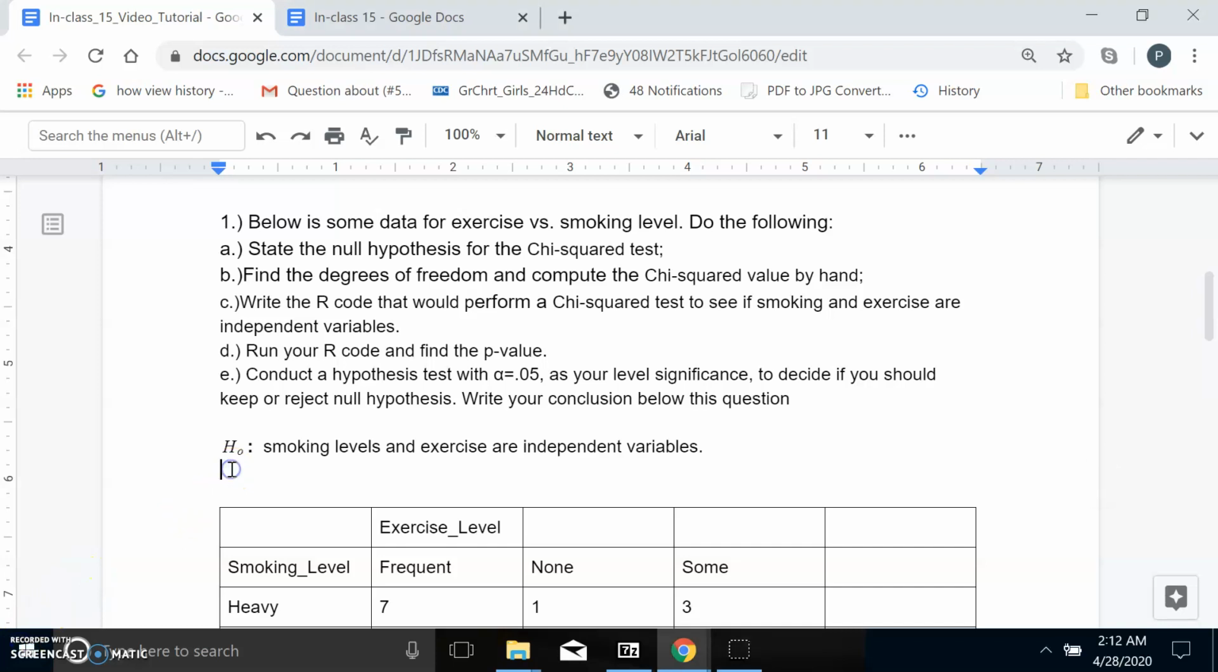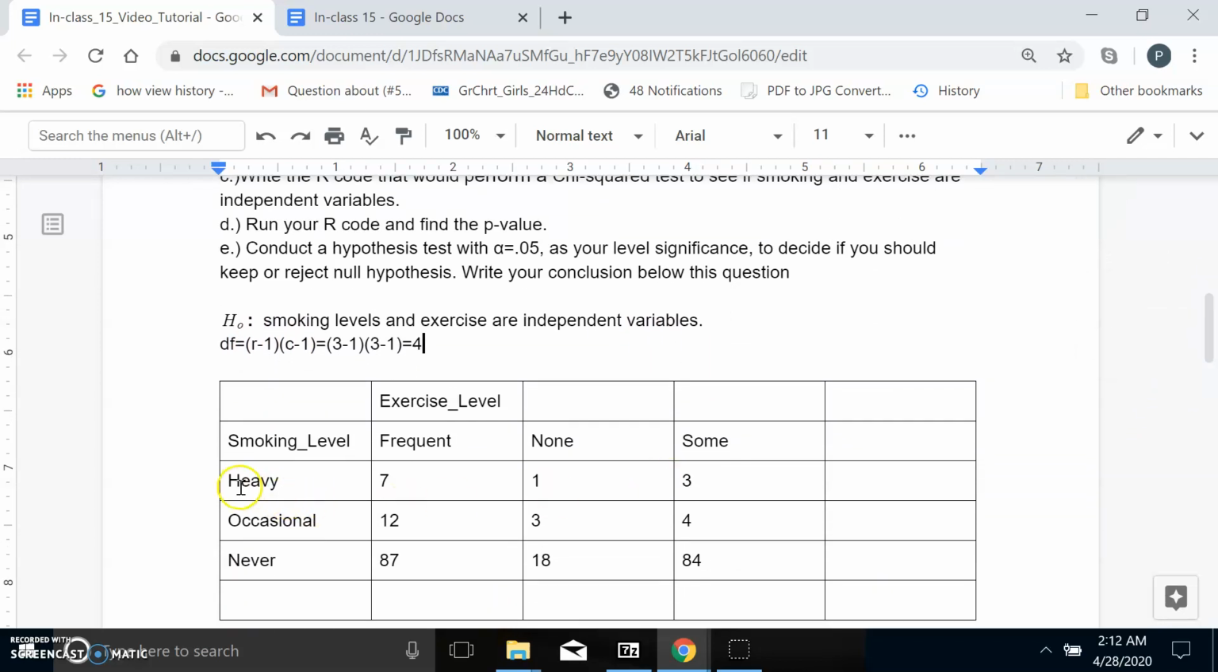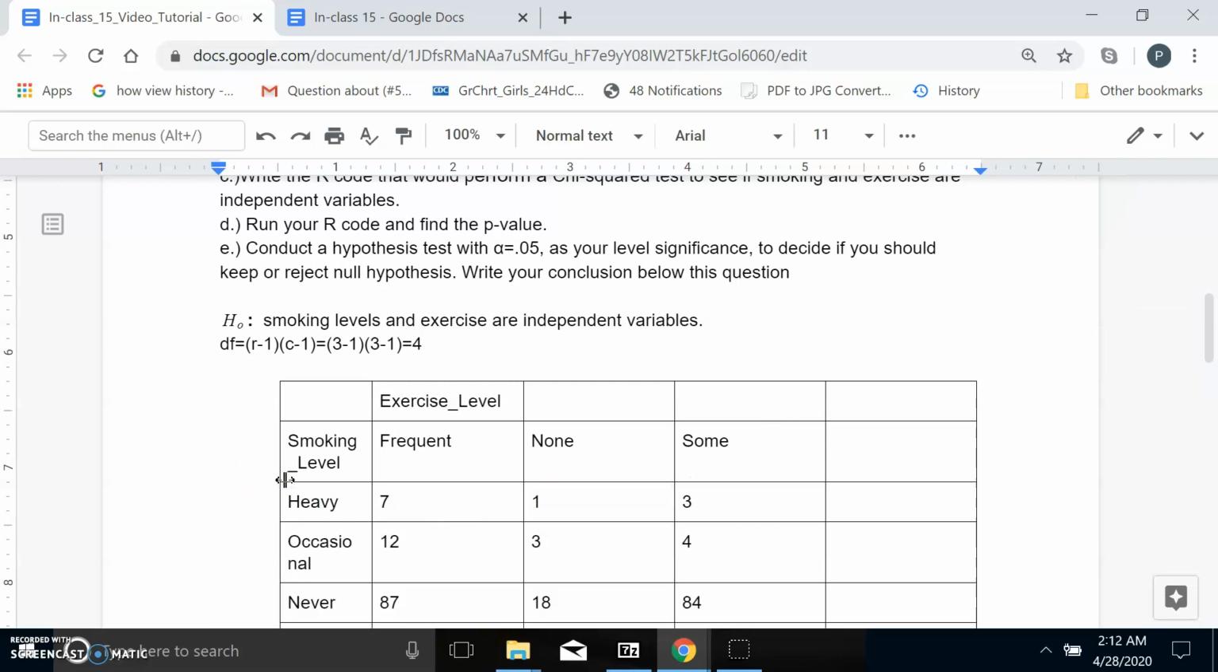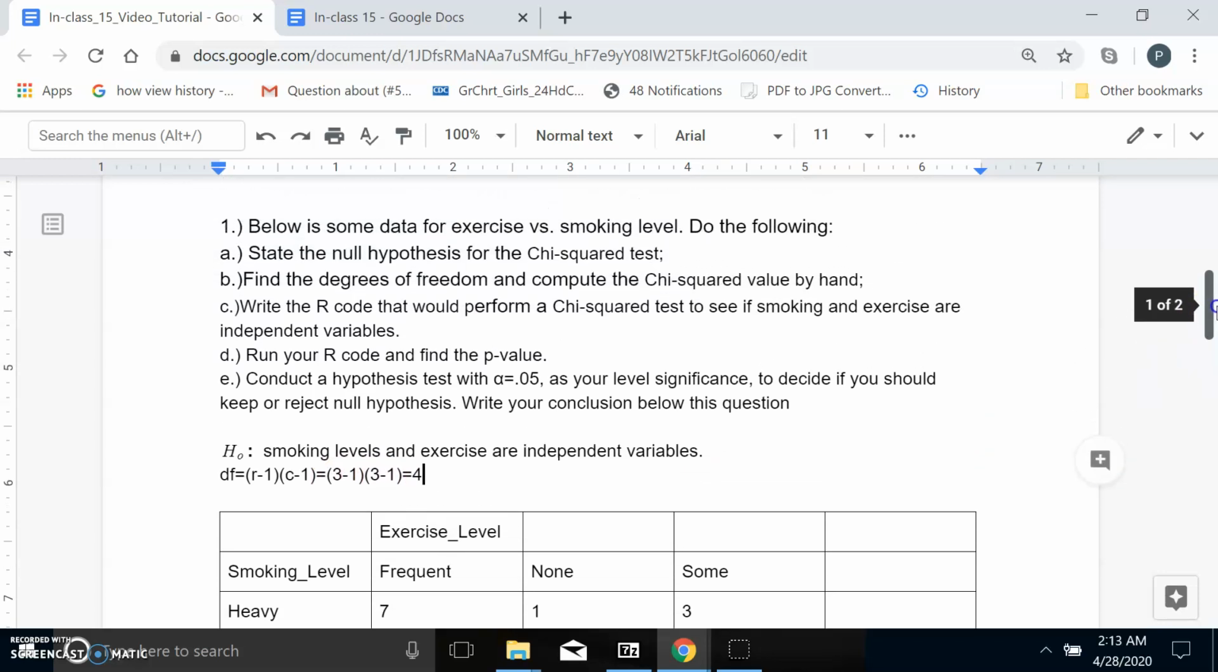So degrees of freedom is rows minus 1 times columns minus 1. So if we look down here, we have 1, 2, 3 rows, and columns we have 1, 2, 3 columns. So it'd be 3 minus 1 times 3 minus 1, so it'd be 2 times 2, so 4. Okay, so we finished part B.